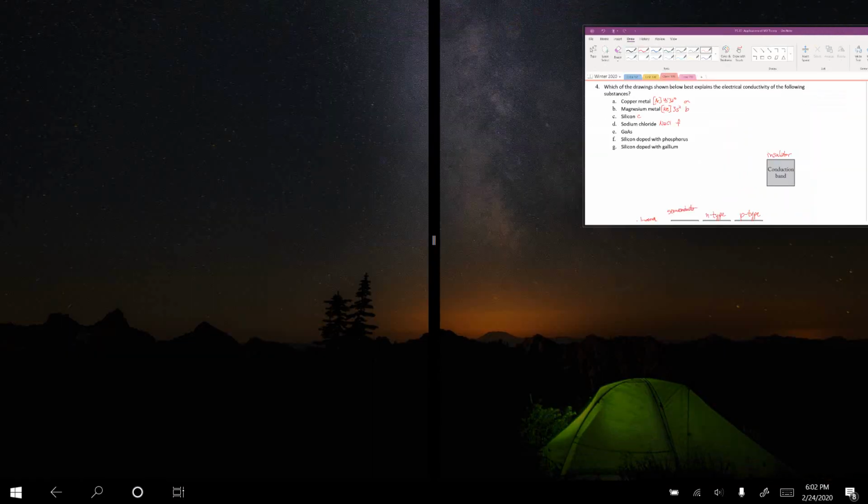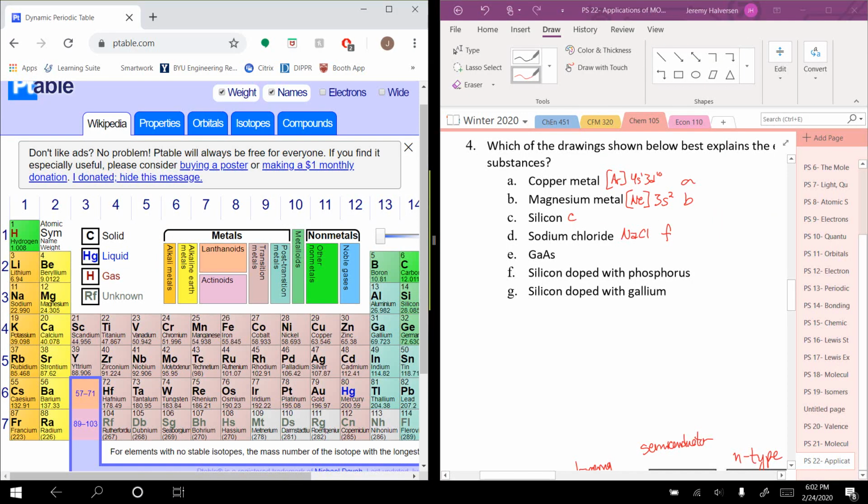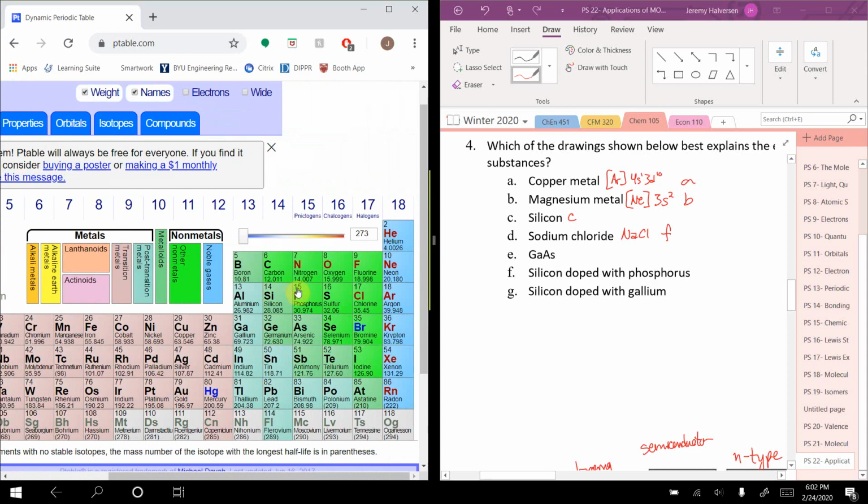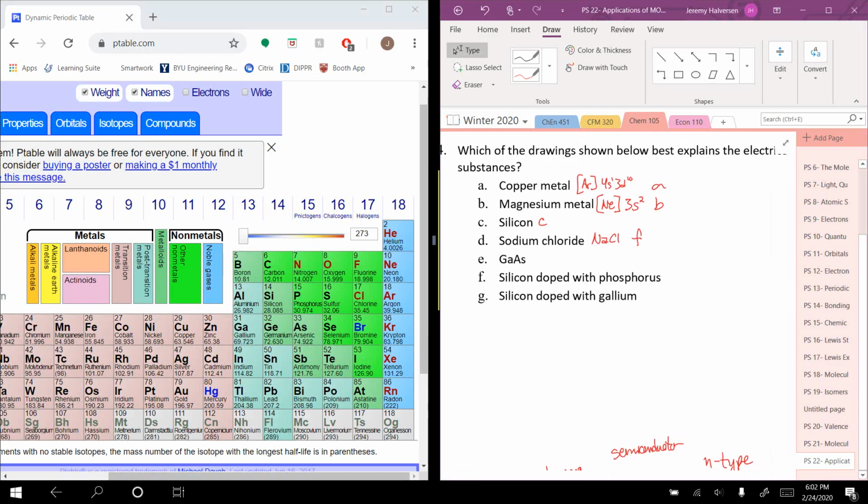Okay, at this point I'm actually going to pull up the periodic table. Now, in case I didn't explain this well, semiconductors follow along this metalloids line. So silicon is a good semiconductor because it's along that metalloids line. I didn't mention that for C. All right.